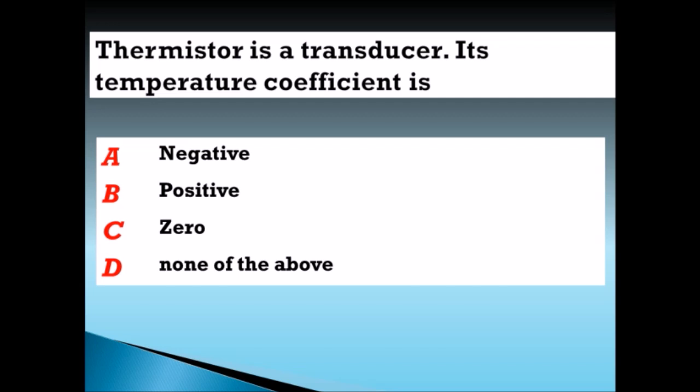And thermistor has another quality: it has the highest sensitivity. Any question can be asked from this theory. So thermistor can also be used when we require the highest sensitivity. So the answer is negative temperature coefficient.